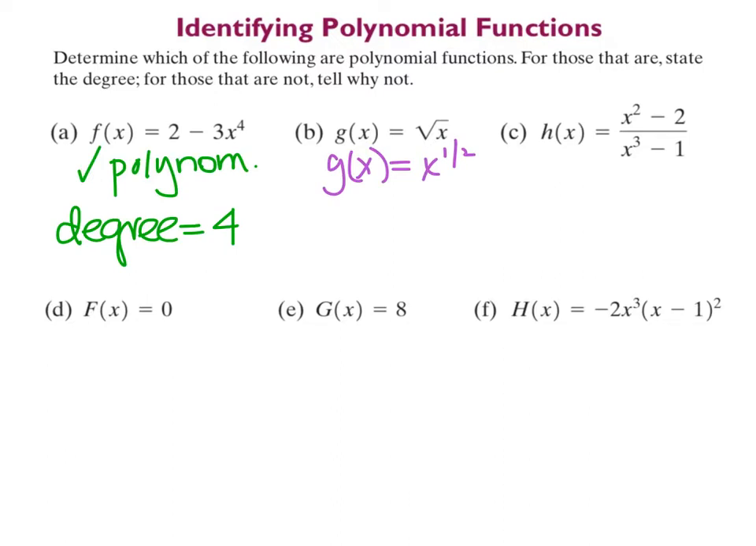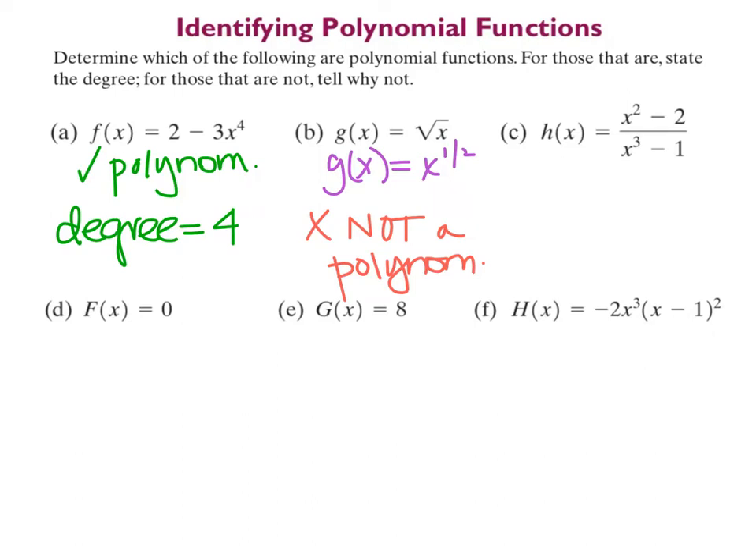So B is g of x is equal to the square root of x. So the x part is fine, but the square root of x can be rewritten as x to the 1/2 power. And the thing about a polynomial is that the exponent has to be a non-negative integer. 1/2, positive, but not an integer, which is a positive or negative whole number. So, not a polynomial.